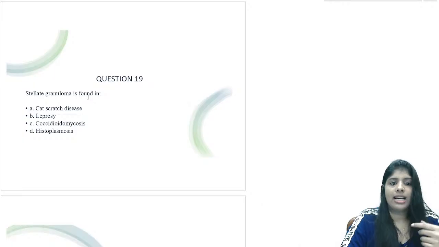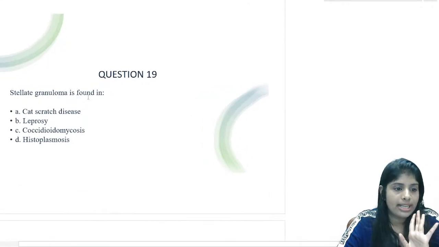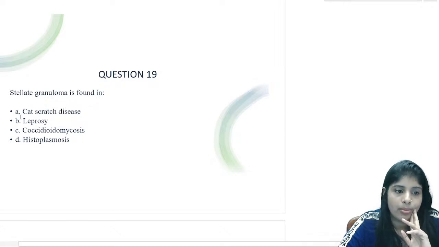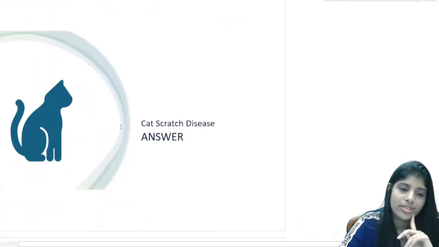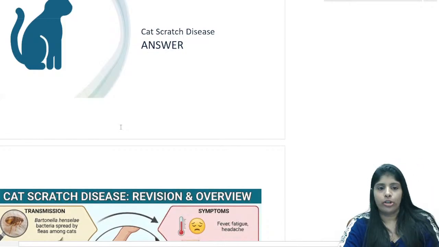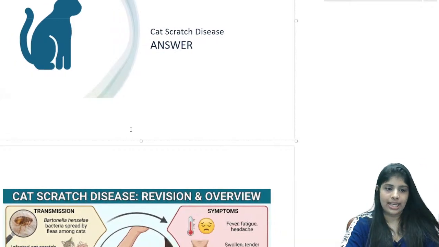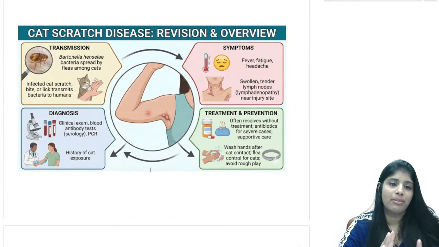Now this is the last question. Question number 19. Stellate granuloma is found in cat scratch disease. So let's see what this cat scratch disease is. It's like a tongue twister, right? Cat scratch disease, yeah. This is a very important topic. You can get more questions from cat scratch. I have given an image here for you to remember better.